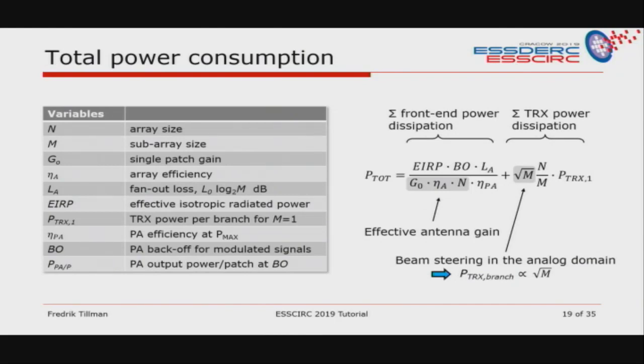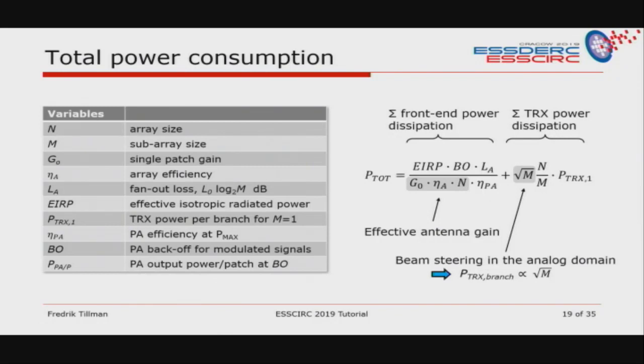If we look into this model, how it's derived, it can be summed up in this equation. So what does it say, really? What is the total power consumption for a system like this? Well, we start with the EIRP value. That's the wanted radiated power we'd like to achieve in the system. And then we have how these contents will play. We have the back-off, we have the fan-out loss, we have the effective antenna gain, and we have the efficiency of the PA.